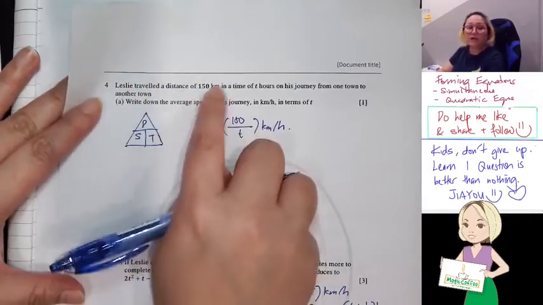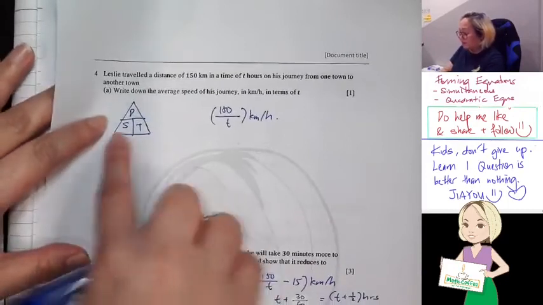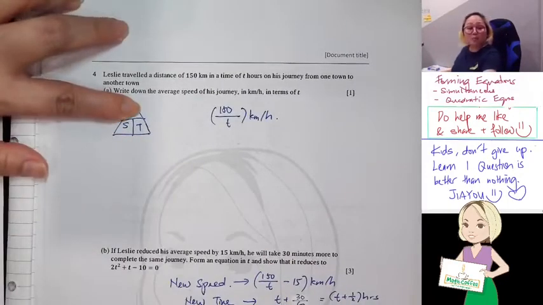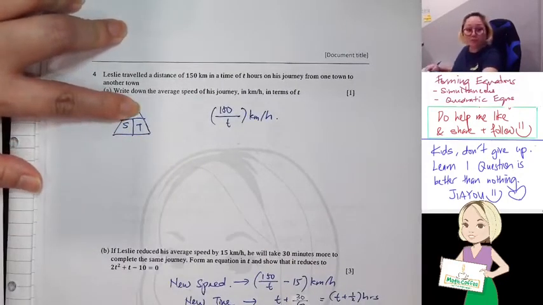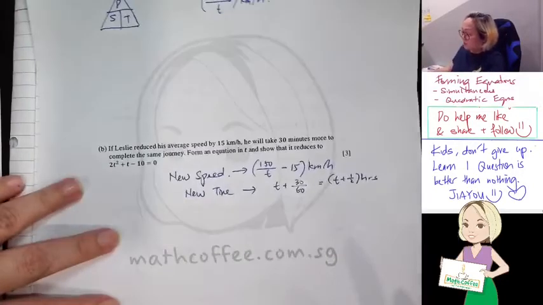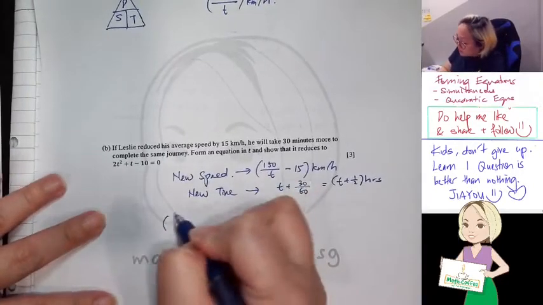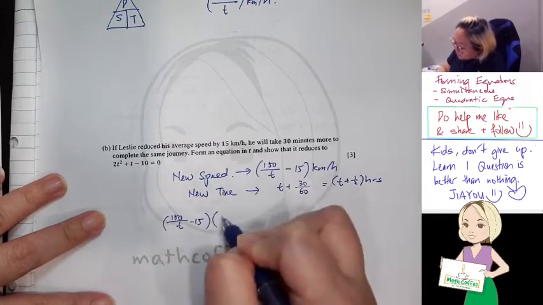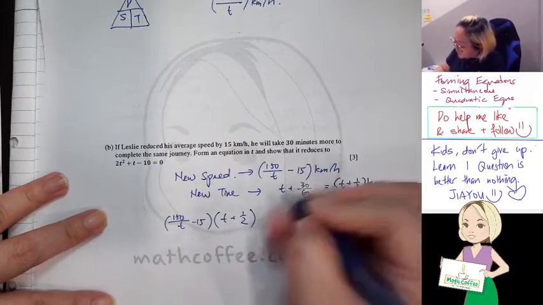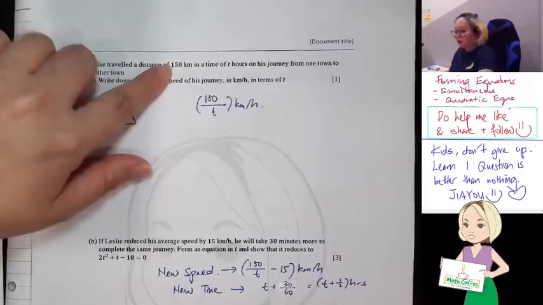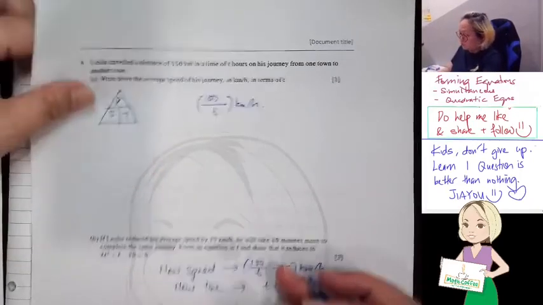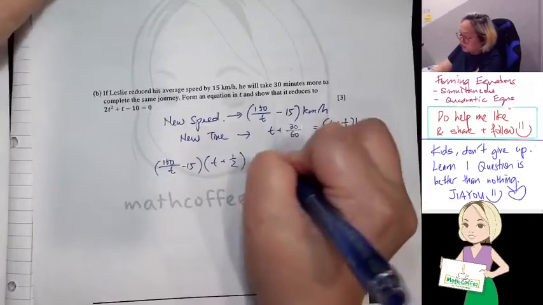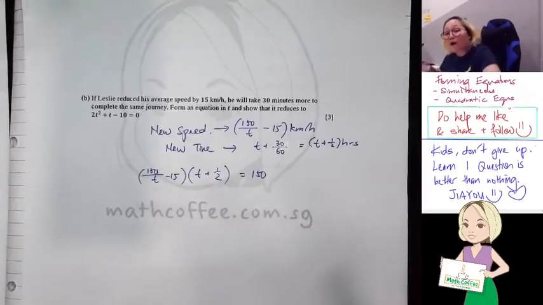He is still traveling 150. So come back to this triangle. To find the distance, I take speed times time, correct? So I'm going to take my new speed, multiply by my new time. It will be the same distance, which is 150. So this equals 150. So now you have formed the equation.